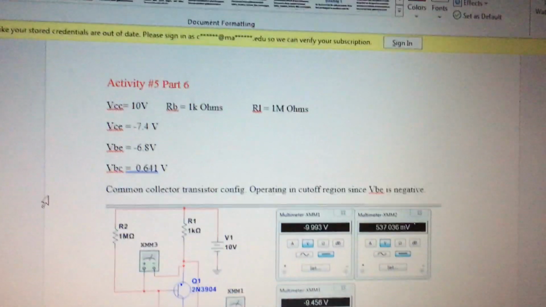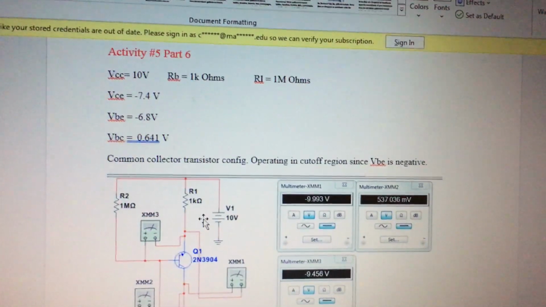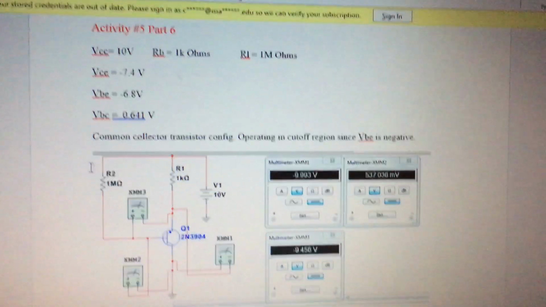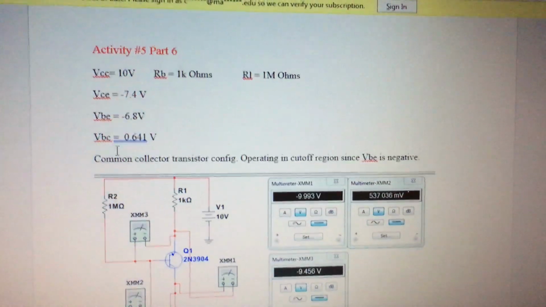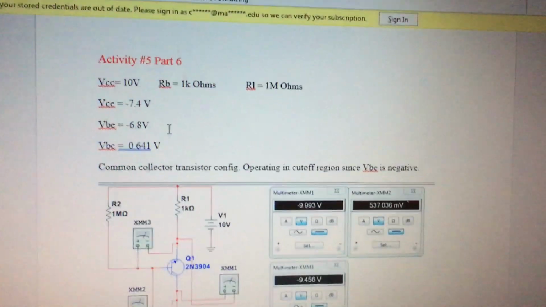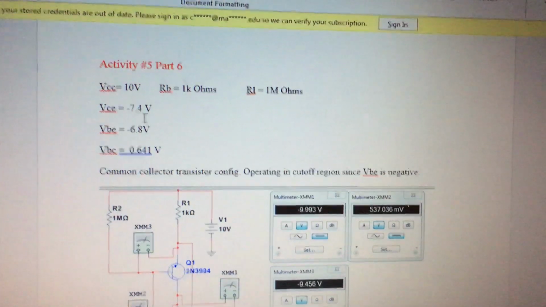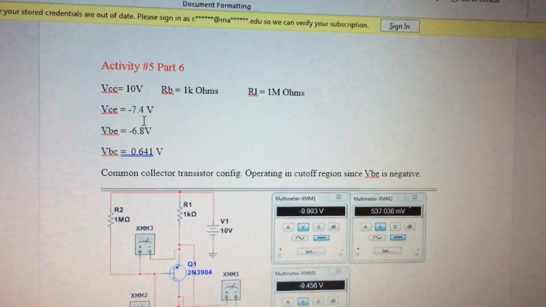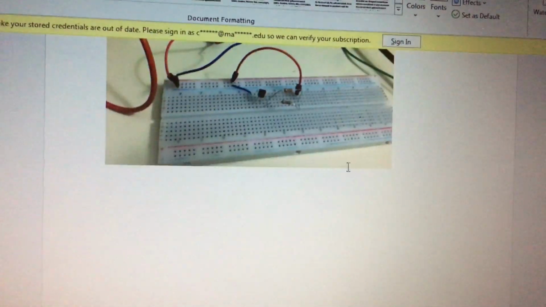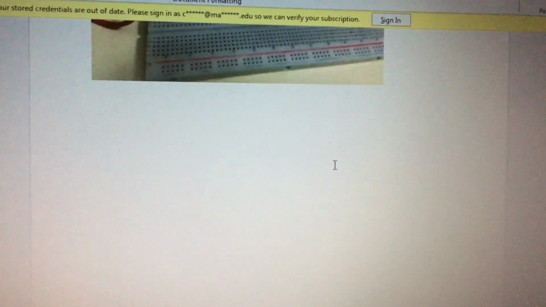Part 6. This one is actually a common collector transistor. It's not a common emitter configuration anymore. And in this case, it's operating in the cutoff region. You can see the base-emitter junction is negative. Simple circuit, and that's it. That's Activity number 5.